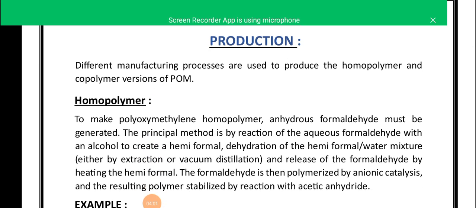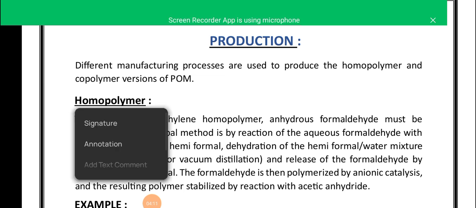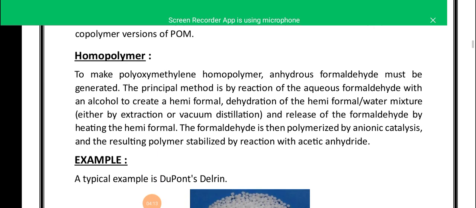Now we discuss the production of polyoxymethylene. Different manufacturing processes are used to produce the homopolymer and the copolymer versions of polyoxymethylene. First, we study the production of homopolymer. In order to make the polyoxymethylene homopolymer, we must generate anhydrous formaldehyde.